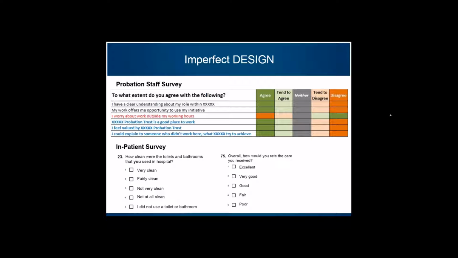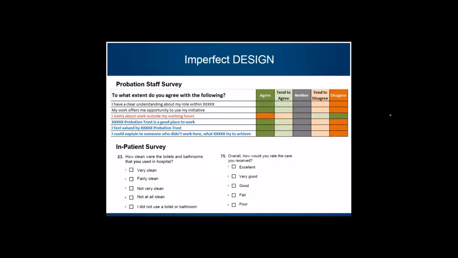And as you can see, if you read them, to what extent do you agree with the following? I have clear understanding about my role. My work offers me opportunity to use my initiative. Probation trust is a good place to work. I feel valued by the probation trust. I could explain to someone who didn't work here what they're trying to achieve. Now, if you look at the sentiment of those statements, they're all positive. So when you're agreeing with those statements, you're generally indicating satisfaction.